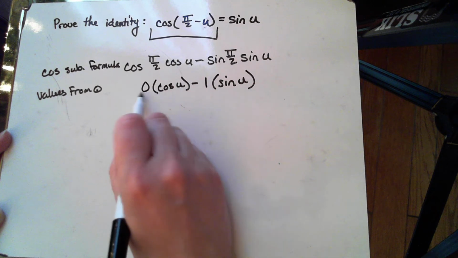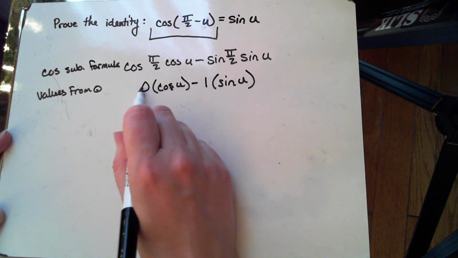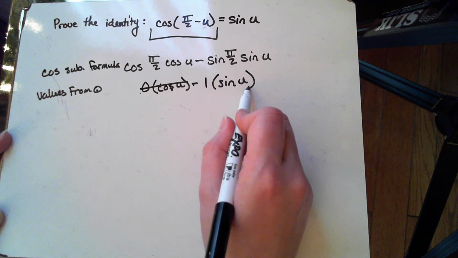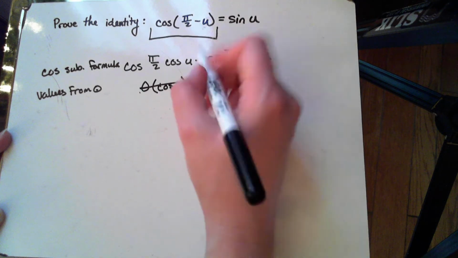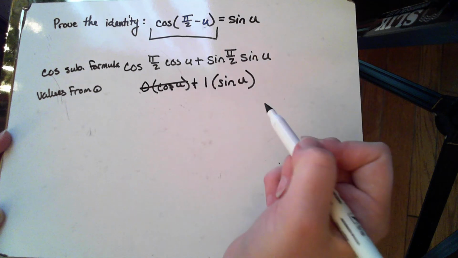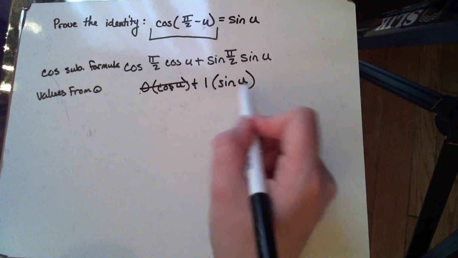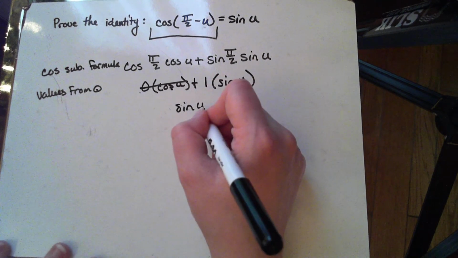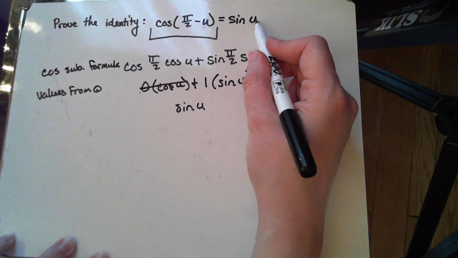Now I'll just do my multiplication. 0 times this is 0, so this just cancels out. Negative 1 times this is, oops, this should be plus. Sorry, I copied my formula wrong. 1 times sine u is sine u. And this is what I needed to show it equaled.